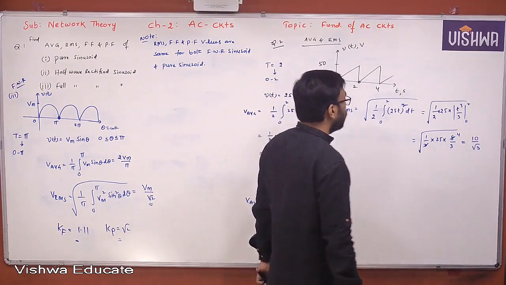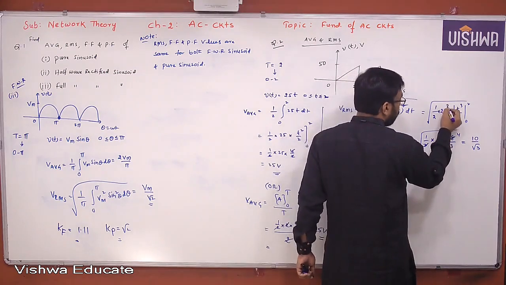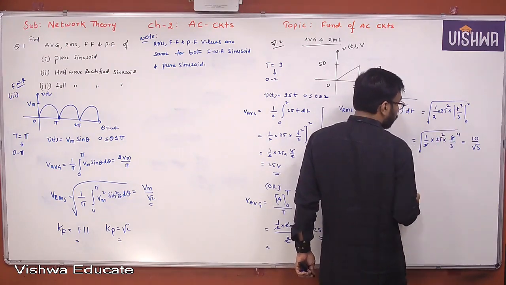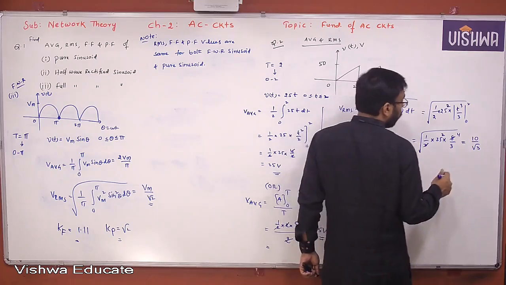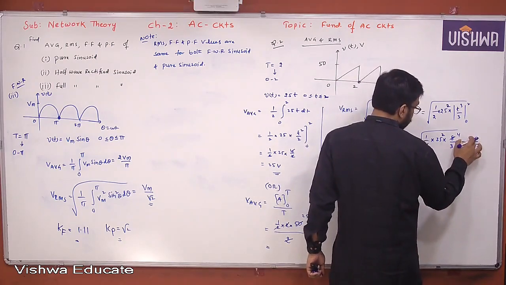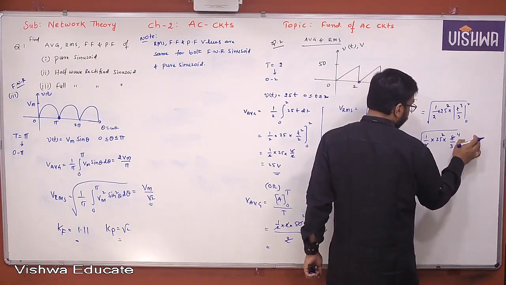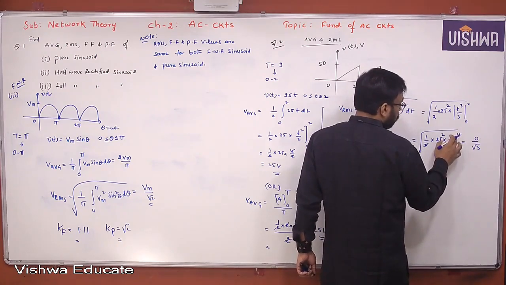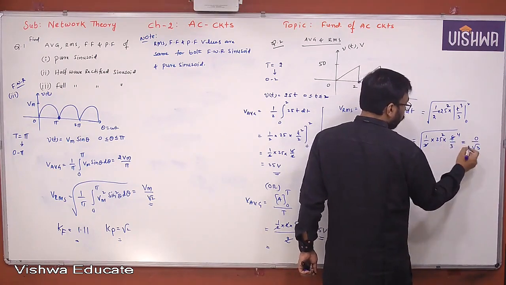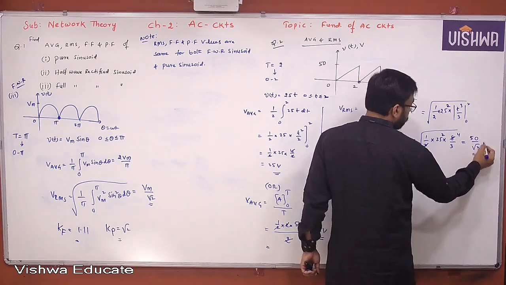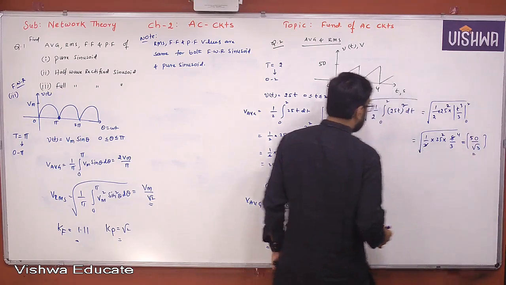Okay. I'm sorry, I think I did a mistake here. 25 square, right? 25 square. 25 square becomes what? 25. And 4 becomes 2. Therefore 50 by root 3. Understand all of you? Okay. 50 by root 3 is the answer.